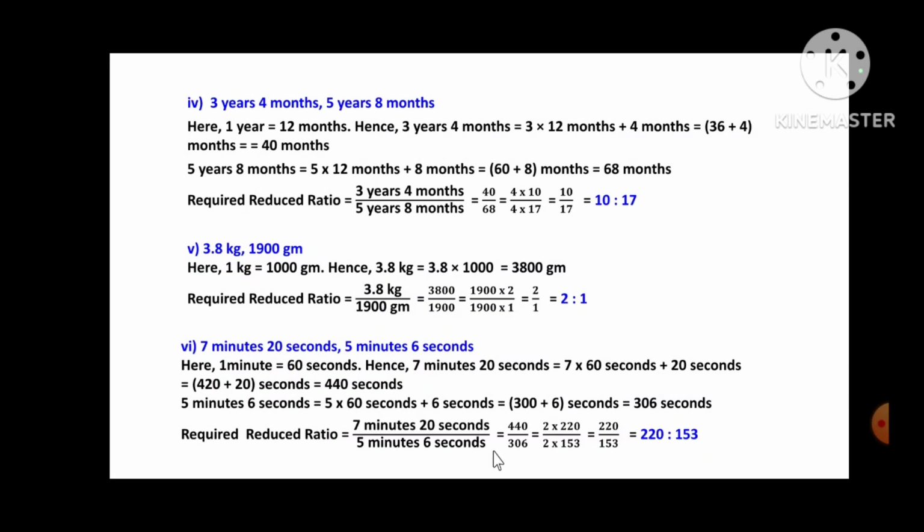440 can be written as 2 into 220 divided by 2 into 153. So it will be 220 upon 153 after the 2 gets cancelled. So the ratio will be 220 as to 153. So we'll see the next problem, that is number 3.